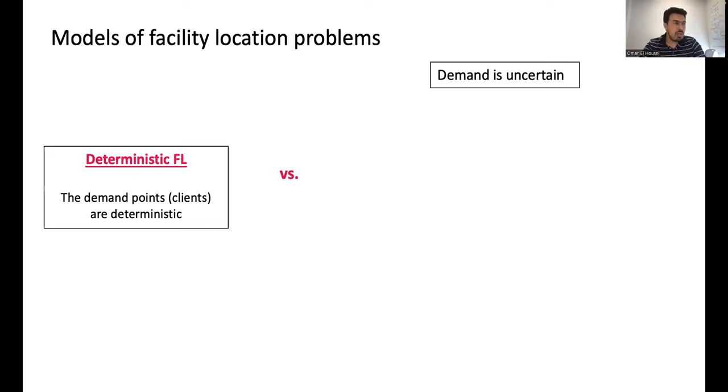We don't know exactly the demand. The demand is uncertain, and that's what motivated this literature of optimization under uncertainty. And depending on the data that you have available, depending on how the decision maker thinks about risk, there are different approaches in the literature.